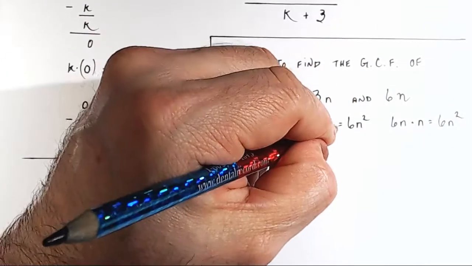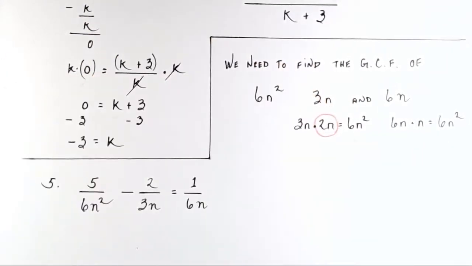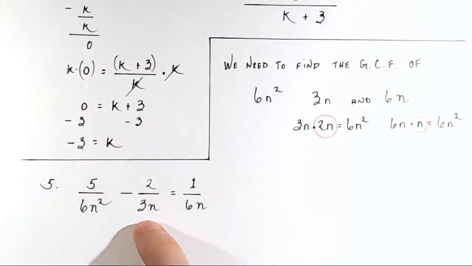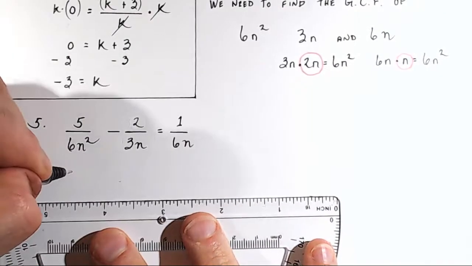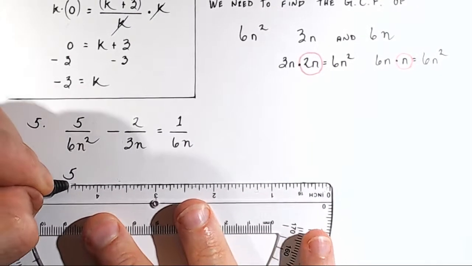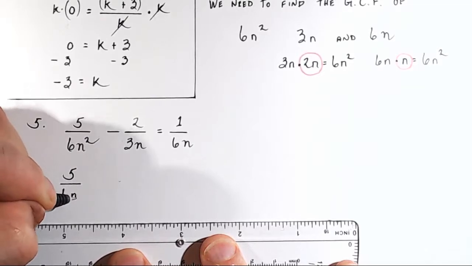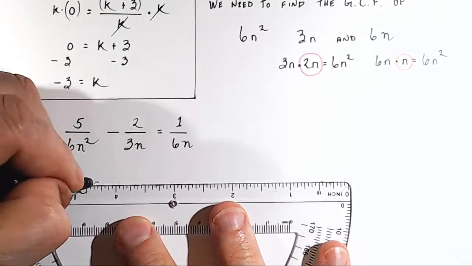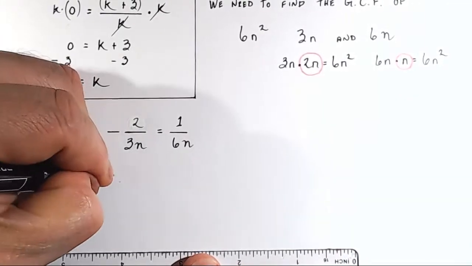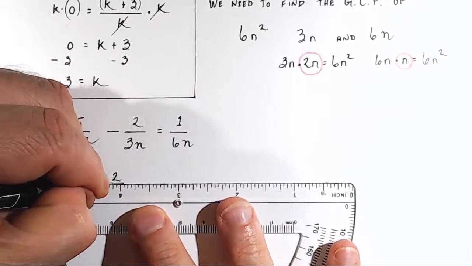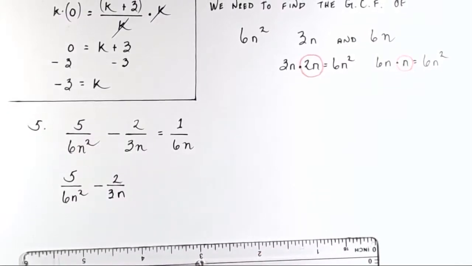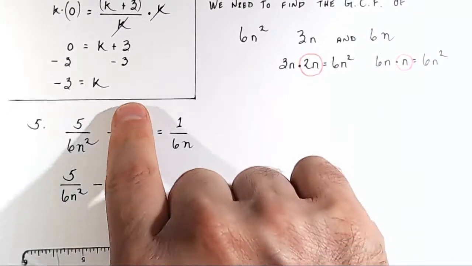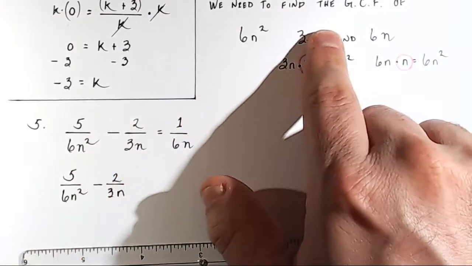Okay, so what does that mean? Well, here's what it means. We need this information right here and this information right here. Okay, let's go back to our problem. We're going to rewrite this and give us some working space. 5 over 6n squared minus 2 over 3n.